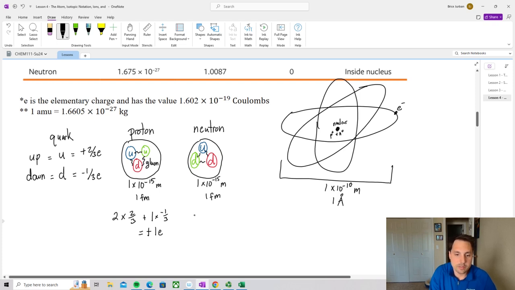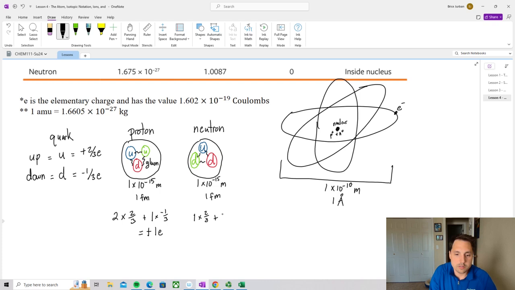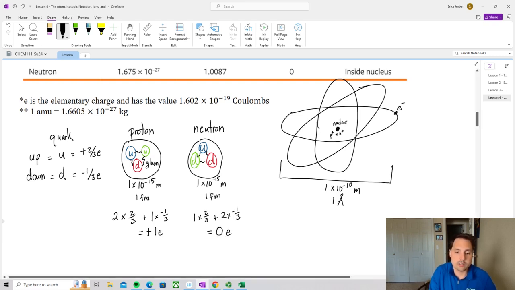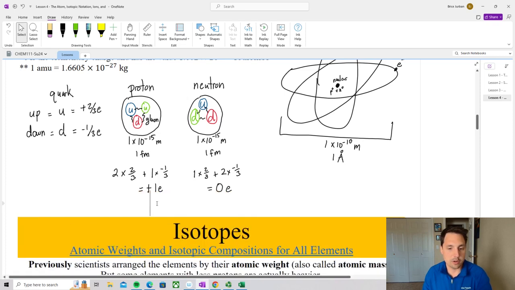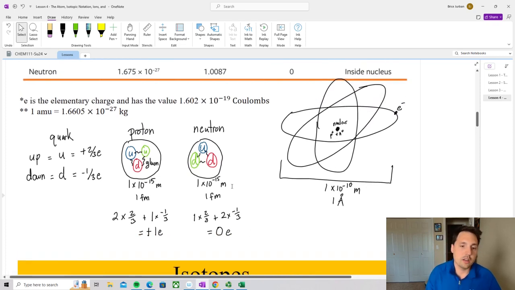And then a neutron is 1 times 2/3 plus 2 times negative 1/3, and that's going to cancel out, and it gives us a 0 electric charge. Okay, so the proton and neutron, they're very similar, but they have different charges because of the differing number of up and down quarks. Okay, so that's an interesting thing. If we go on to learn about nuclear chemistry, we'll see that up and down quarks can be converted.